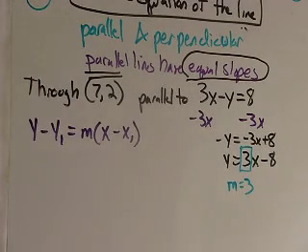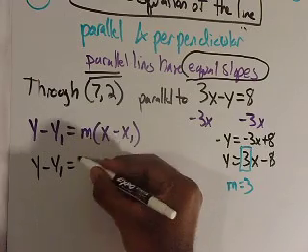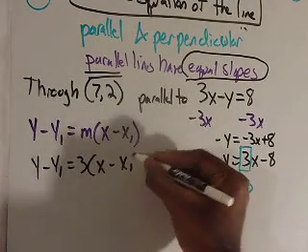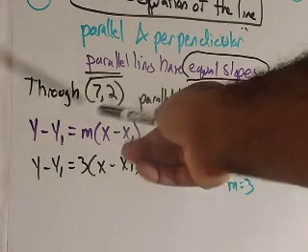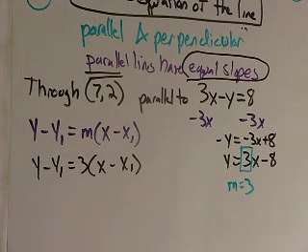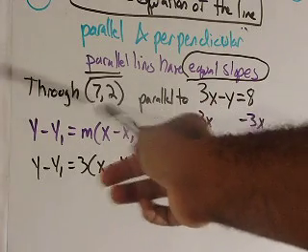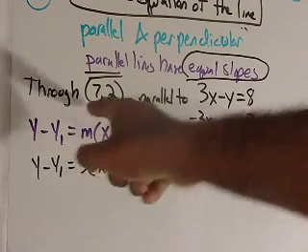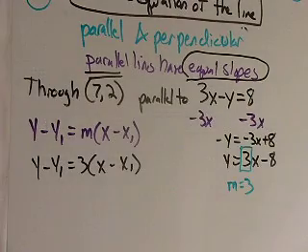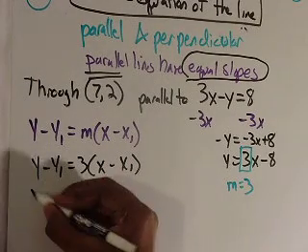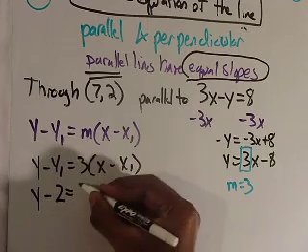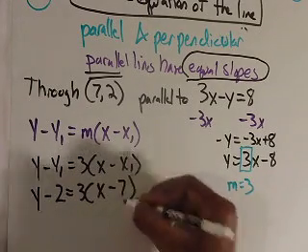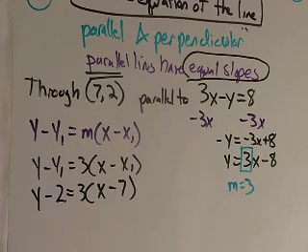So I can replace that. And then I can use the coordinates of the point that they gave us to plug in for y1 and x1. So for y1, I'm going to plug in a 2, and for x1, I'm going to plug in a 7. And then just isolate the y. So first thing I'm going to do is distribute. So 3 times (x minus 7) is what? 3x minus 21.